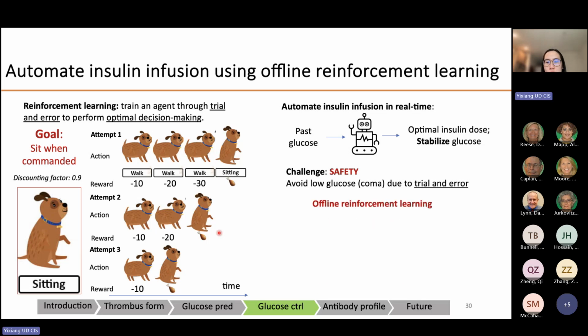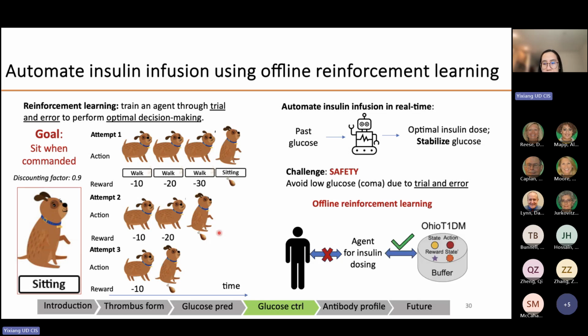One way of tackling this challenge is using a technique called offline reinforcement learning, where the agents for insulin dosage no longer interact with the patient, but actually interact with a buffer containing the past glucose and insulin usage of that patient.